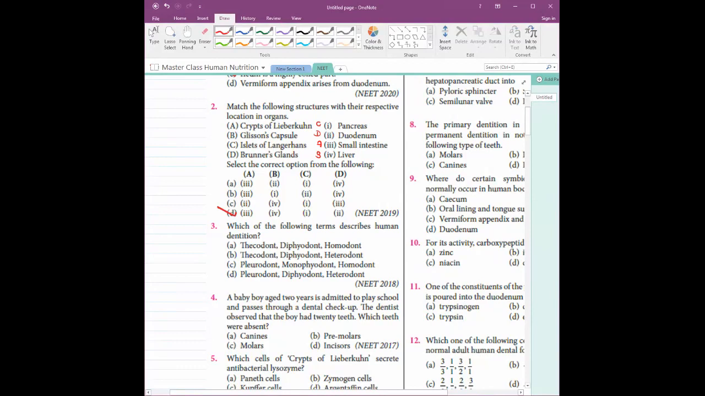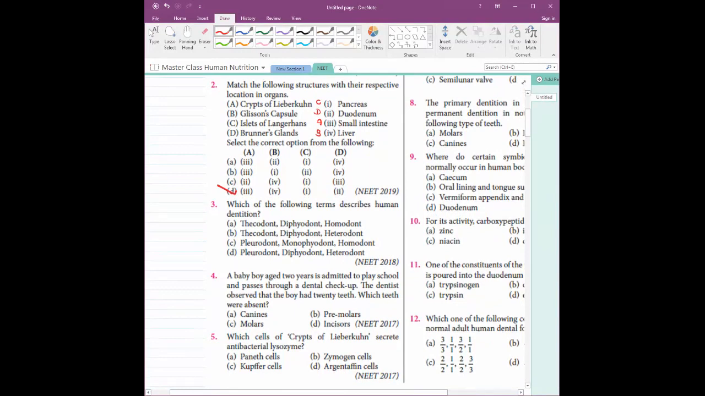Okay, next one, Zui. Zui has to answer. Which of the following terms describes human dentition? Very nice. Zui is right. Tanishka is right. Darshanita is right. What is the right answer, guys? Vaishnavi is right.